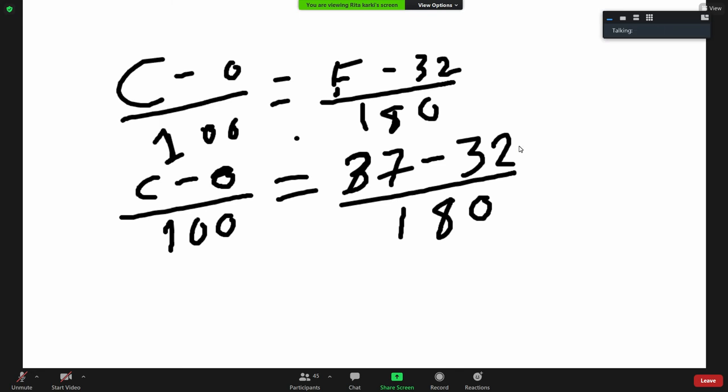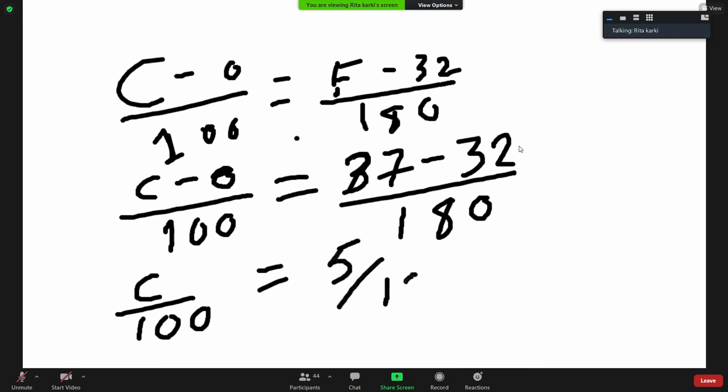Now, C upon 100. C minus 0 means C only. C equals 37 minus 2, which means 5 upon 180. Correct, everyone? You have done this correctly up to here? After that, are you confused?